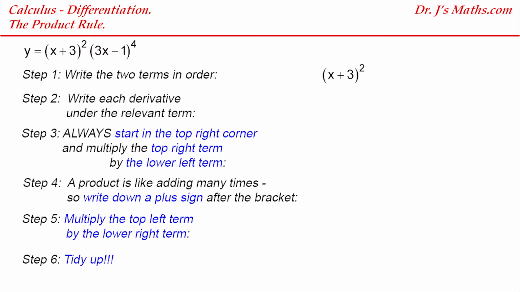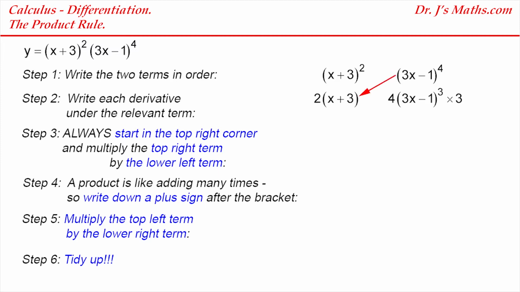So write the two terms in order, (x plus 3) all squared, little space, (3x minus 1) to the fourth. Now write the derivative of each under the relevant term. They're both chain rules. So 2 comes down the front, we rewrite the bracket, take 1 off, multiplied by the derivative of 1. So it's 2(x plus 3). And then the other one is exactly the same, 4 in brackets, (3x minus 1) cubed. Then all times 3 for the derivative.